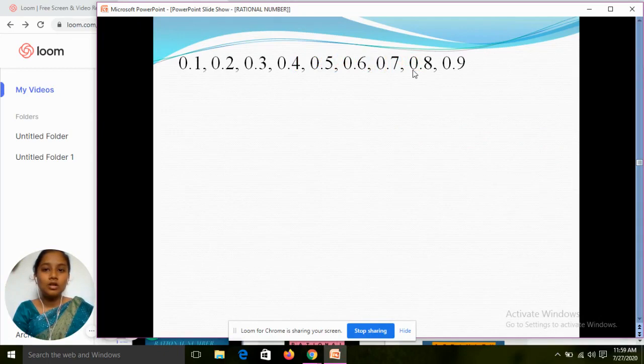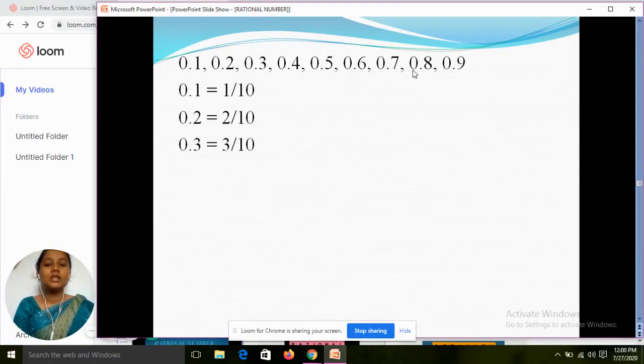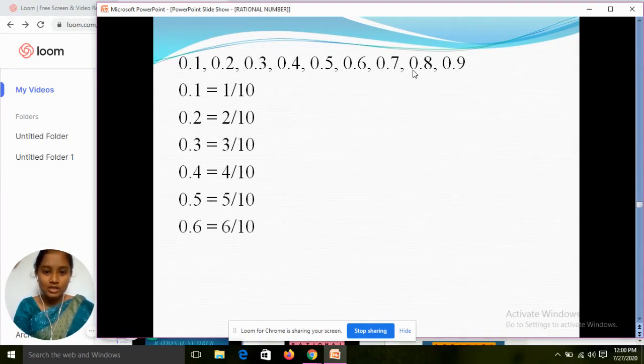We have learned how to convert a decimal number into a rational number. So 0.1 means 1 divided by 10, 0.2 is 2 divided by 10, 0.3 is 3 divided by 10, because we have only one digit after the decimal point, so we divide by 10. 4 divided by 10. Then 0.5, 5 divided by 10. 0.6, 6 divided by 10. 0.7, 7 divided by 10. 8 divided by 10. 9 divided by 10.